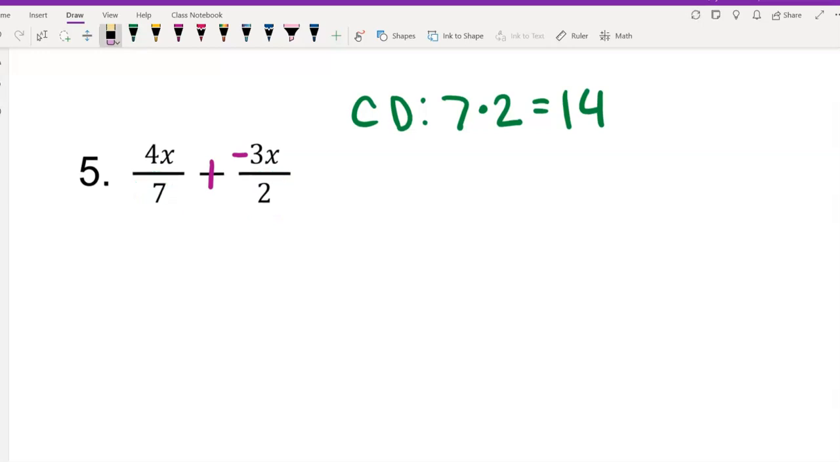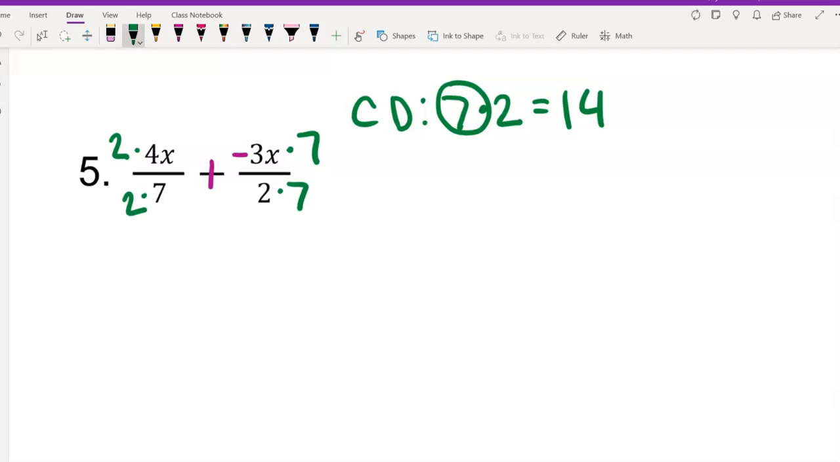All right, so going back to multiplying our fractions, we have 7. How do I make 7 become 14? Well, we need to multiply by 2. Whatever you do to the bottom, we do to the top. All right, over here, how do I make 2 become 14? We need to multiply by 7.